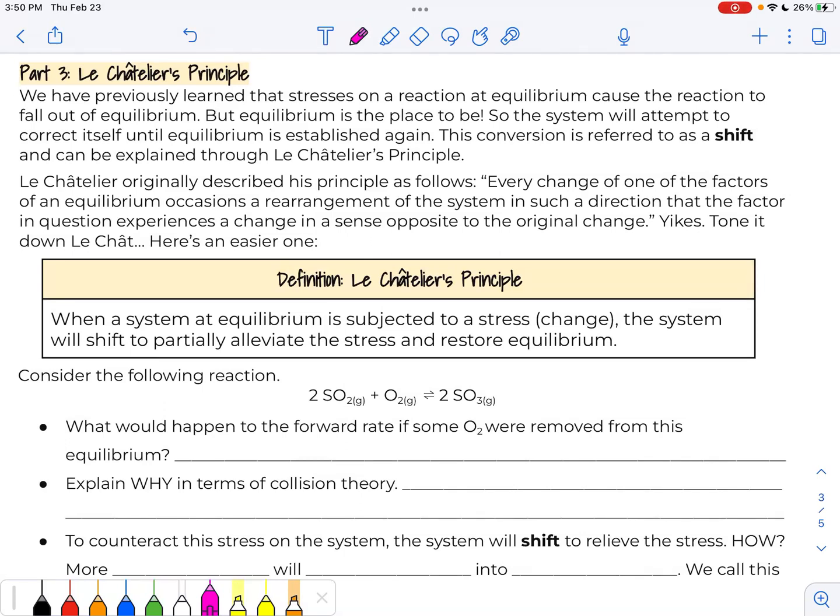Hi. All right, let's talk about Le Chatelier, or Le Chatelier, for those of you who care about pronunciation. But we're going to talk about Le Chatelier's principle.